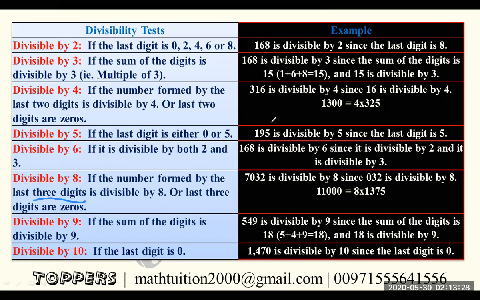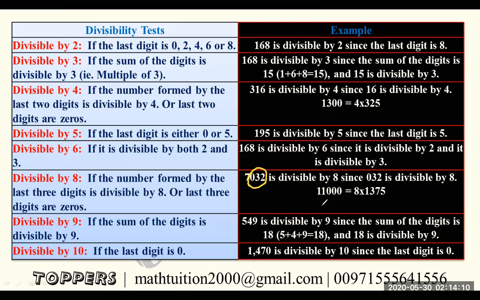Example, take 7032. Is it divisible by 8? How will you check? Take the last 3 digits. Last 3 digits are 032. 032 means 32. 32 is divisible by 8, right? 4 8s are 32. It is coming in the multiplication table of 8. So 32 is divisible by 8. So 7032 is also divisible by 8.